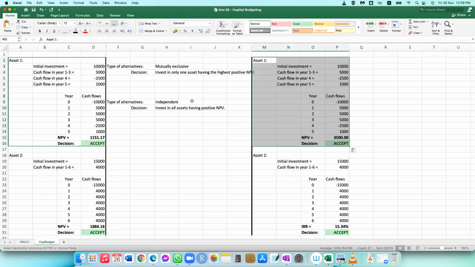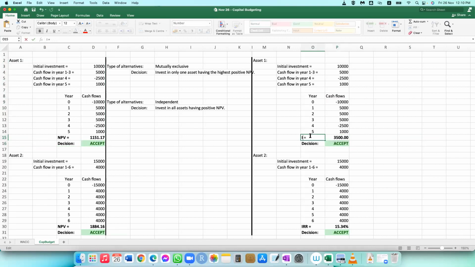There is a but. So asset 1, now all these are okay, but we have to change this one to IRR. Then what will be the function? Remember, there is a but here. I will tell you later why. IRR, then all the values. Bracket close, enter. 0.18. 0.18 is the IRR.